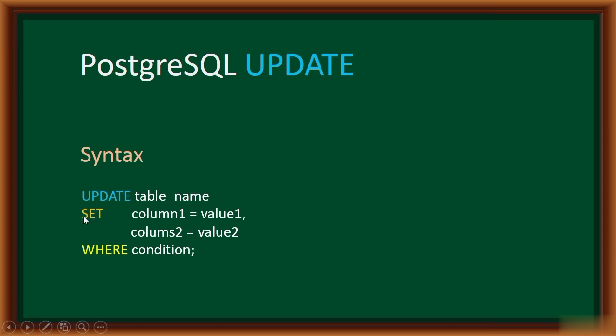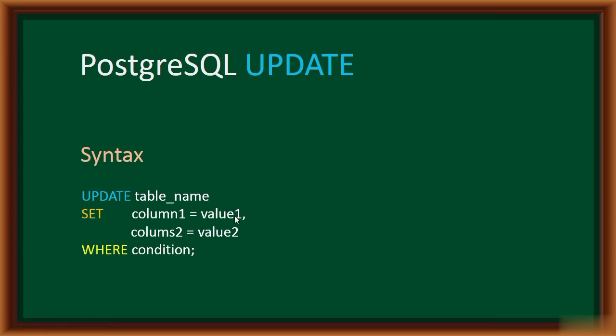Then you use the set keyword. This set is important because this is what activates the change. So you type in the word set, followed by the column name you're trying to make the change on. Then you use the equals to sign. This equals to basically is what you use to change the value. So after the column name, you set the new value.